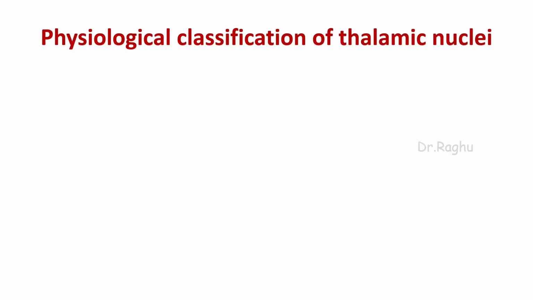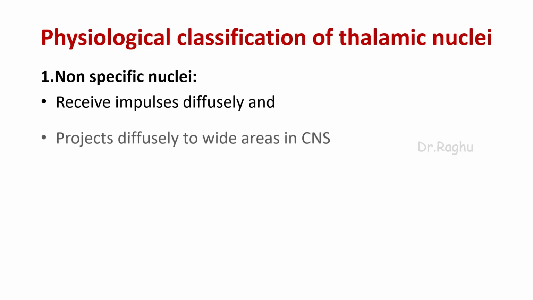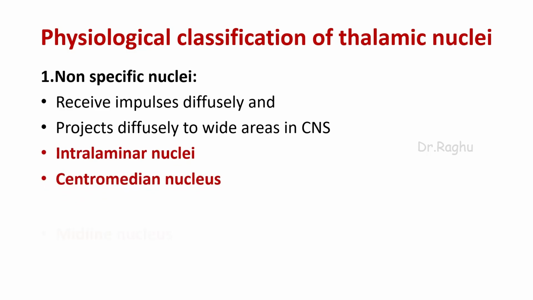Now let's try and understand the physiological classification of the thalamic nuclei. So the first group is called the non-specific nuclei. The function of these non-specific nuclei is that they receive impulses diffusely and then also project diffusely to the wider areas of the CNS. That means they receive impulses from non-specific inputs and also project to non-specific areas of the CNS. So under the non-specific nuclei, we have the intralaminar nuclei, we have the centromedian nucleus, and we also have the midline nucleus.